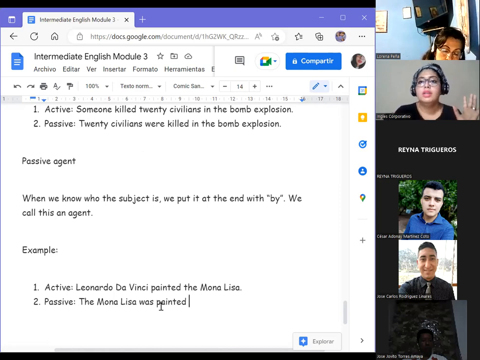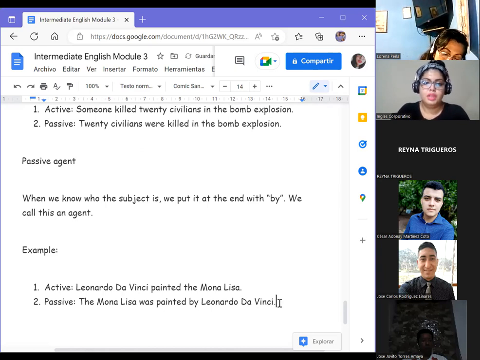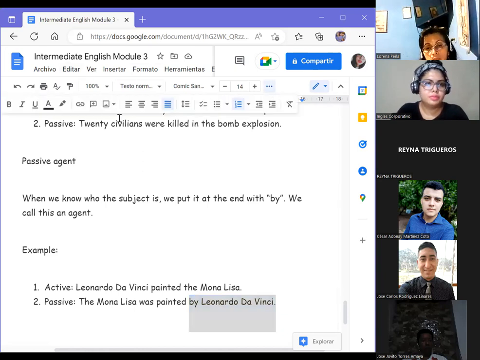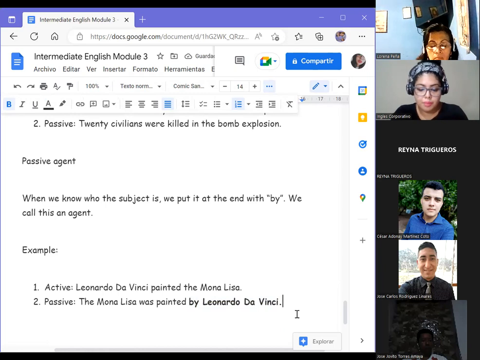The Mona Lisa was painted. But at the end, we can add who is the person or who is the author for that situation. In that case, we are going to write by Leonardo da Vinci. So in that case, we're adding the information at the end of the sentence. The agent is Leonardo da Vinci. That is the new information that we have about the action or, we can say, the object.